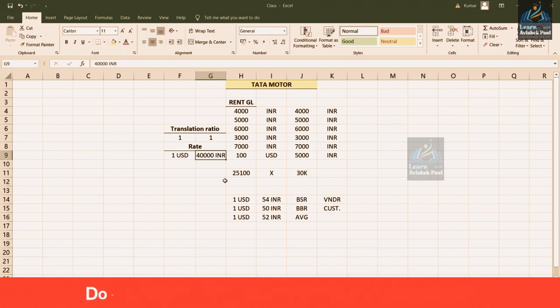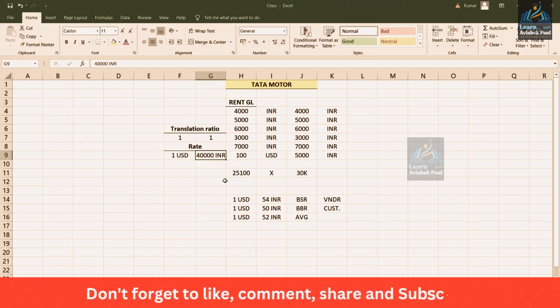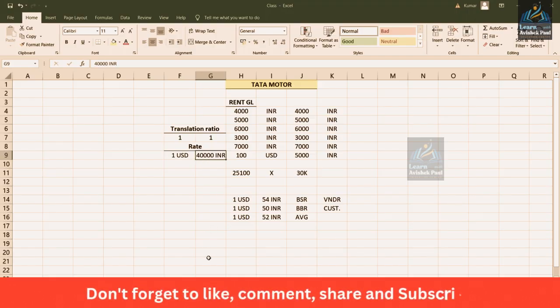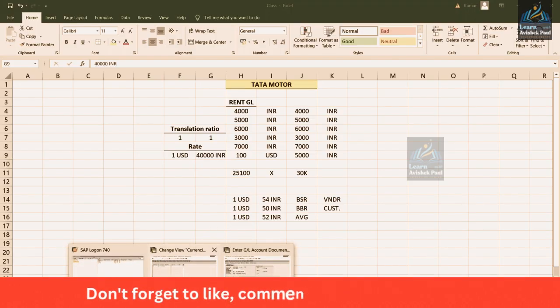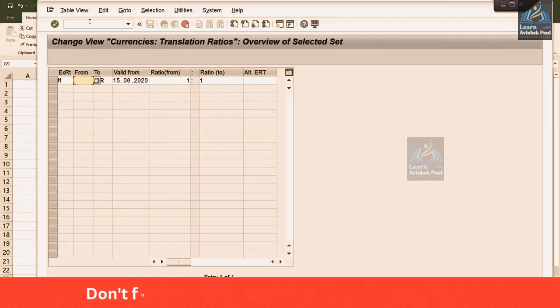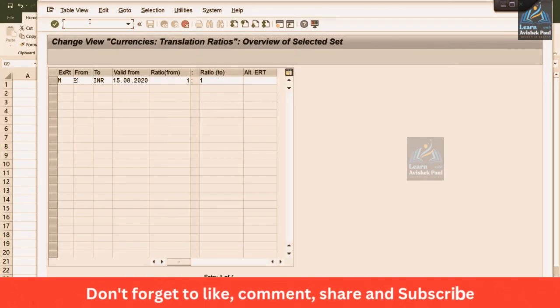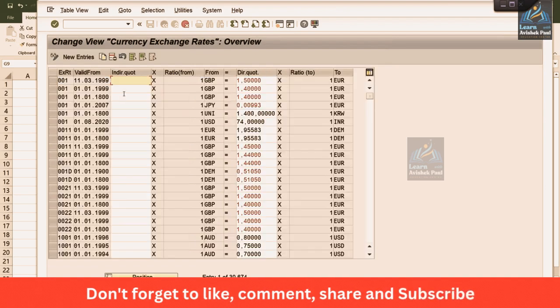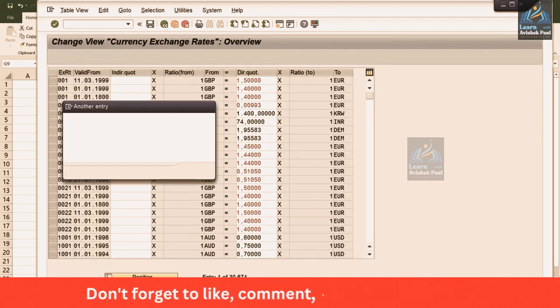It could be multiple countries, guys. Even in Africa, there are certain nations where their currency values are quite down compared to the US dollar, right? So in that case, what is happening, guys? Let's suppose 1 USD equals 40,000 INR. Okay, so this rate is supposed to be specified where, that I'll show you. And here in currency translations, we have specified 1:1 itself. Go to OB08. Here we are maintaining the rate.